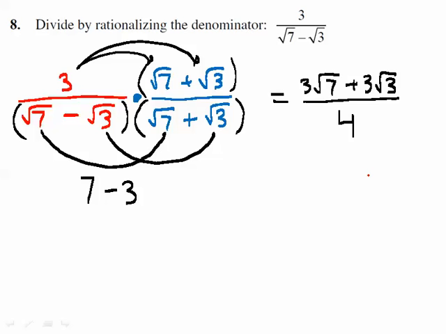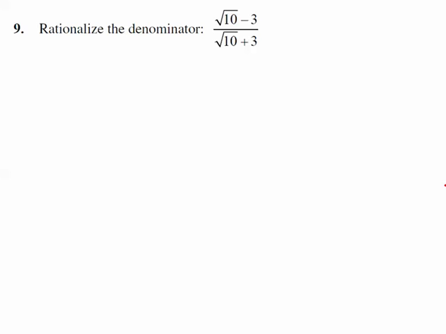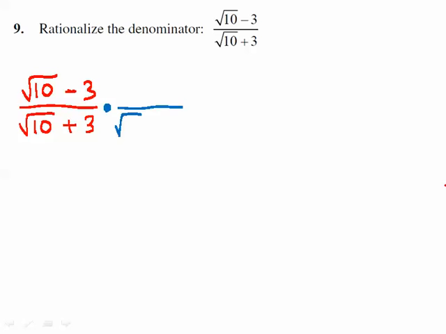Okay, number 9 is a little bit more tough. But again, I'll let you guys handle that one. So first, what should we multiply by to rationalize the denominator? Yeah, we're going to multiply by what's on the top. It's going to be square root of 10 minus 3, right? Not because it's the numerator, but because it's the conjugate of the denominator.